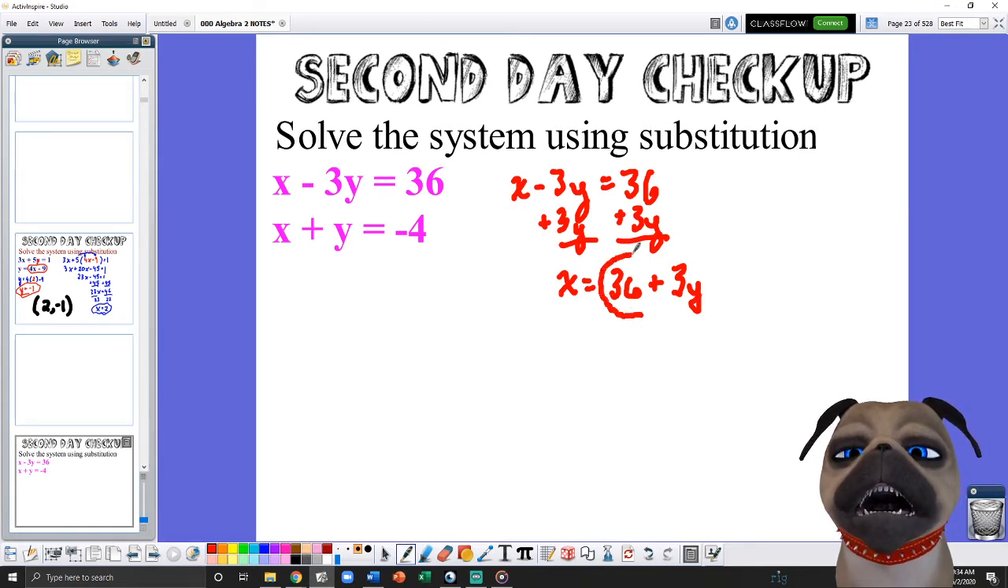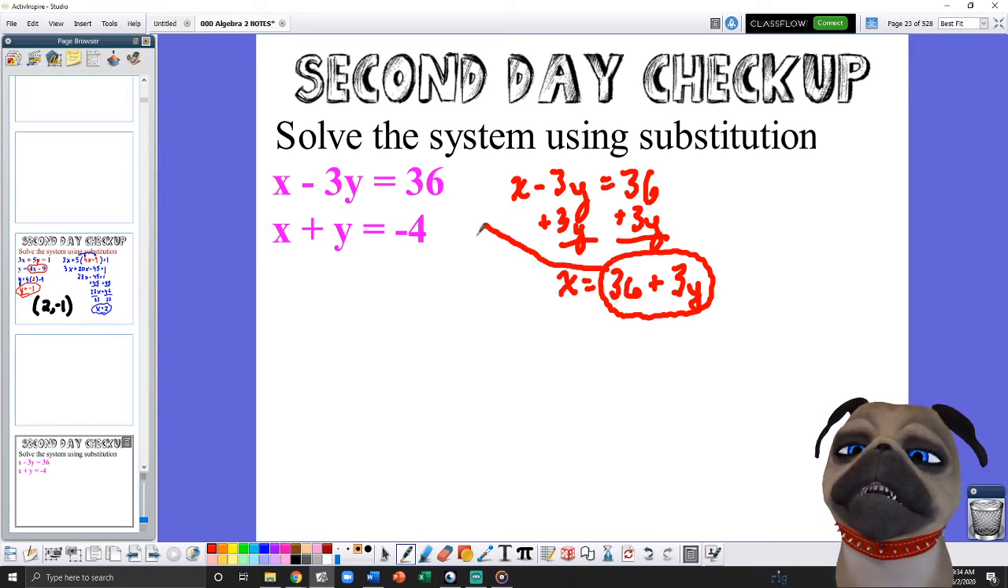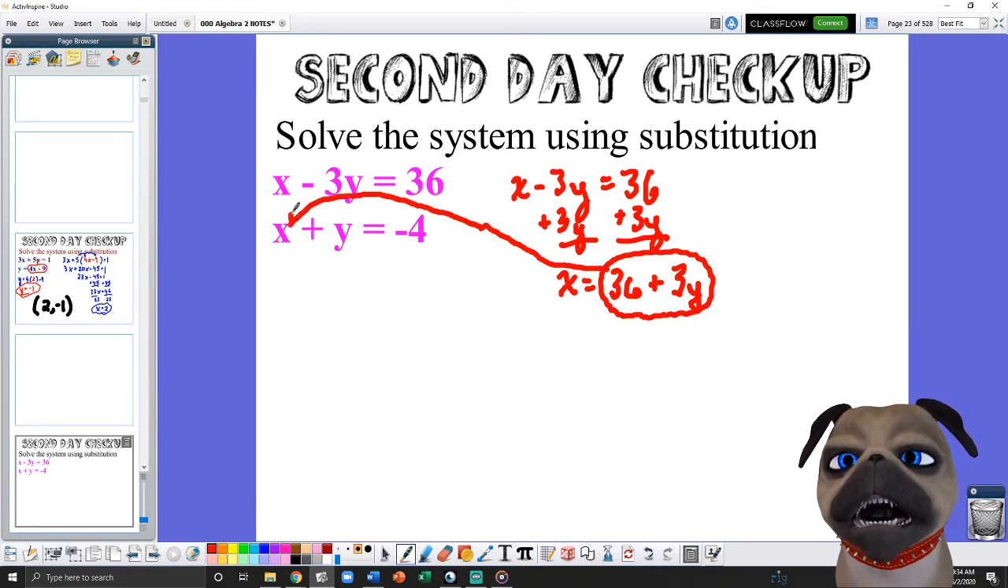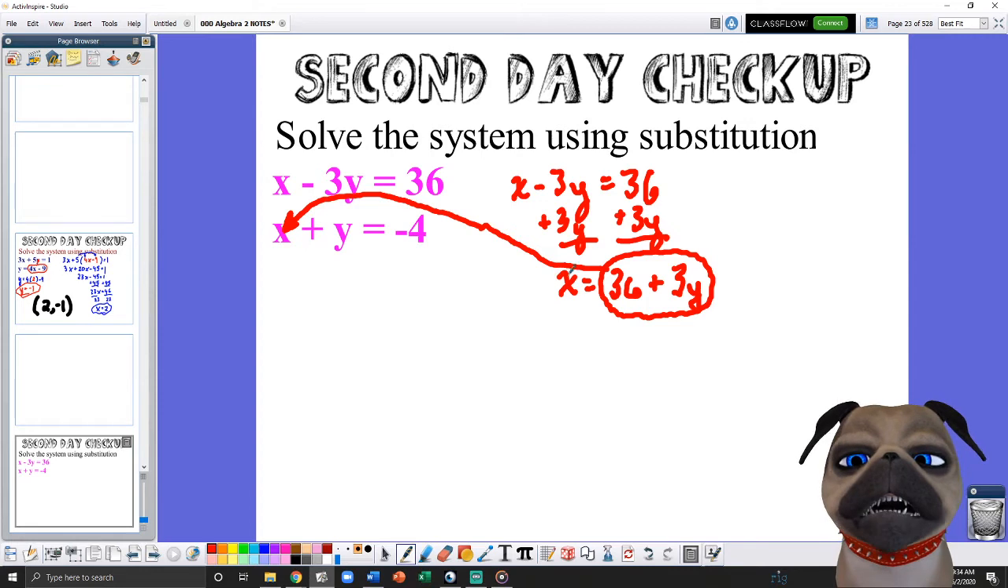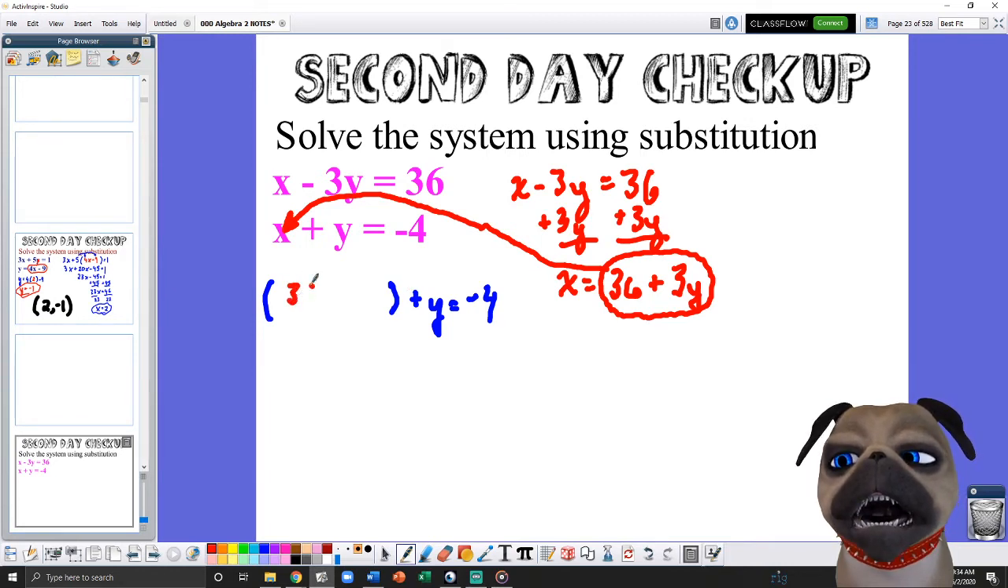Now, I'm going to take this and circle right here because this is what x equals. Draw an arrow from this all the way over here and put it into the x because that's what x equals. Next, I have, instead of x, I'm going to put a big set of parentheses plus y equals negative 4. Inside that set of parentheses, I'm going to put, yes, you guessed it, 36 plus 3y because that's what we circled.